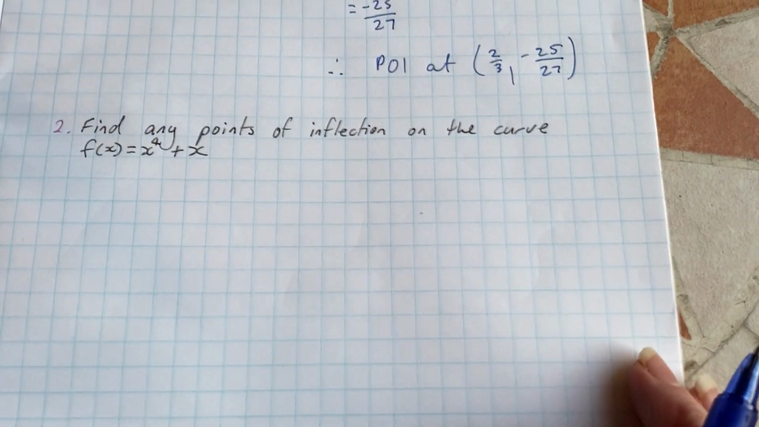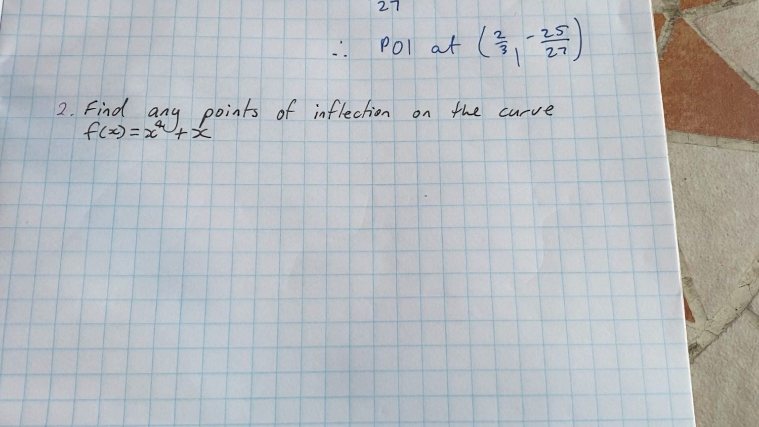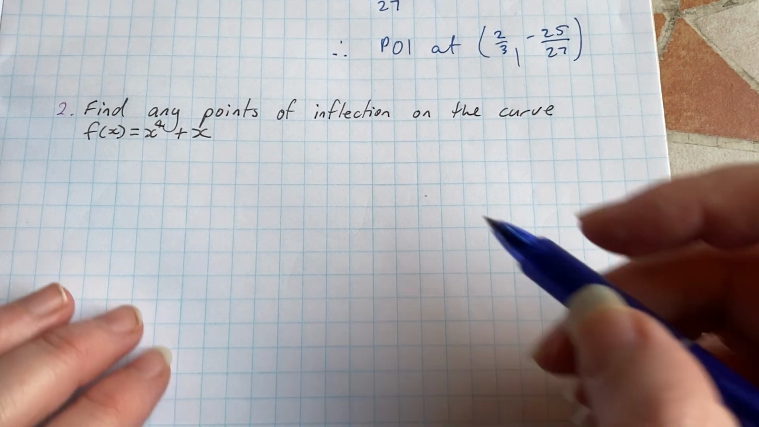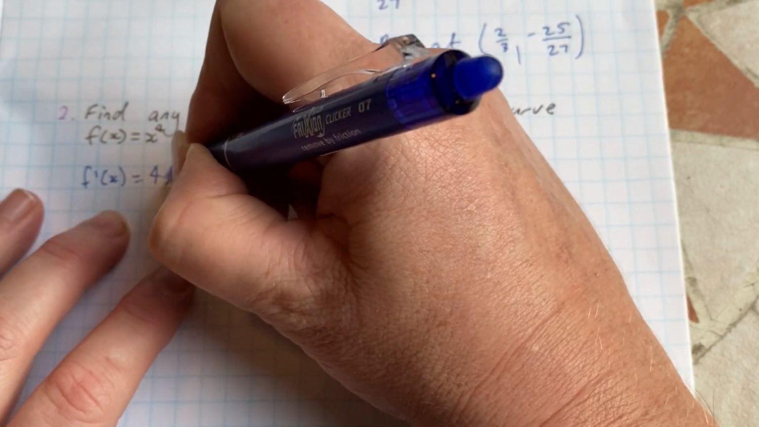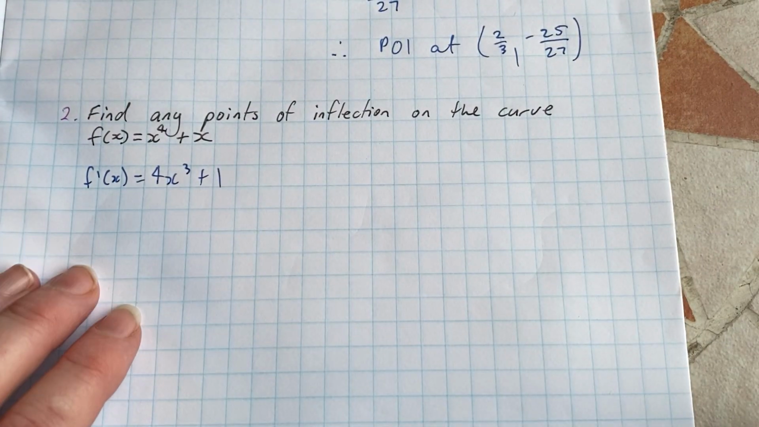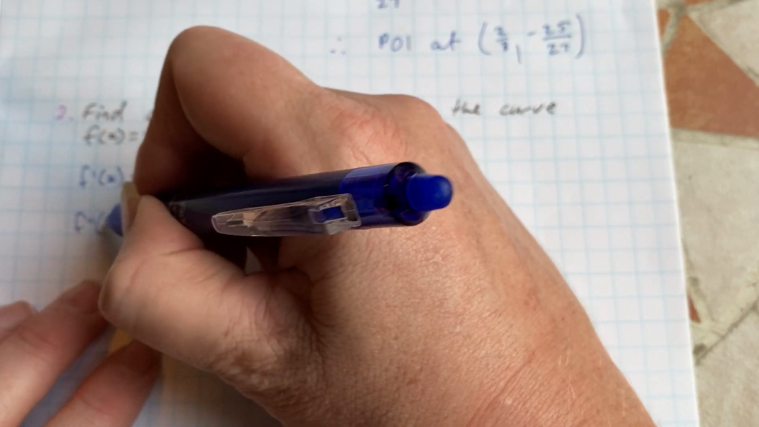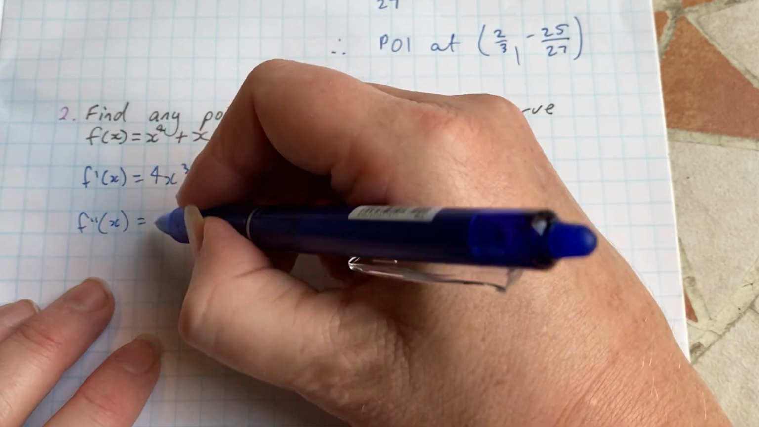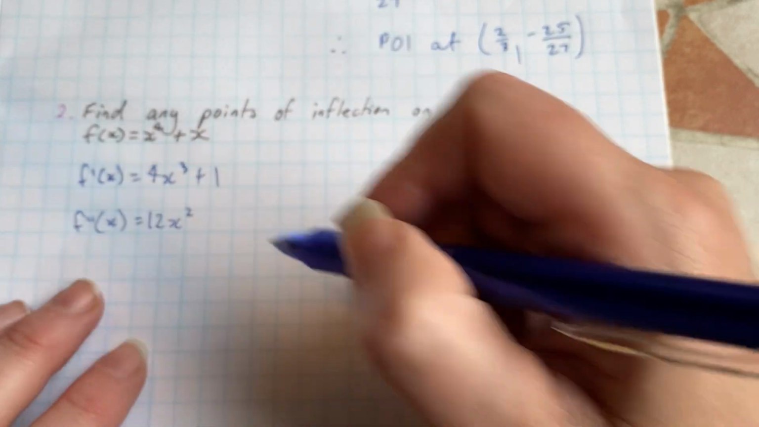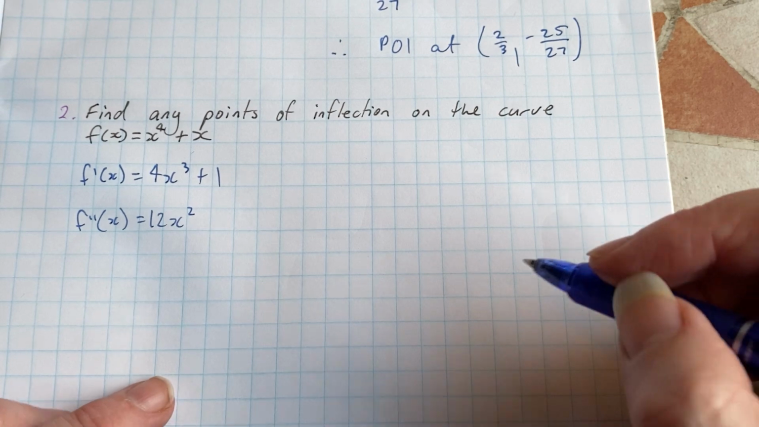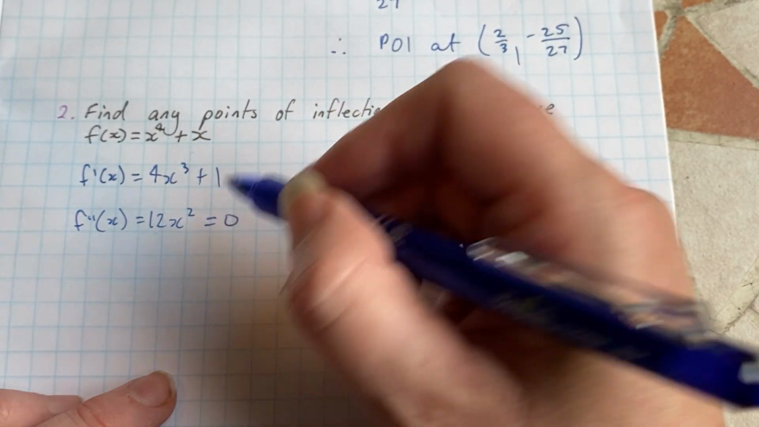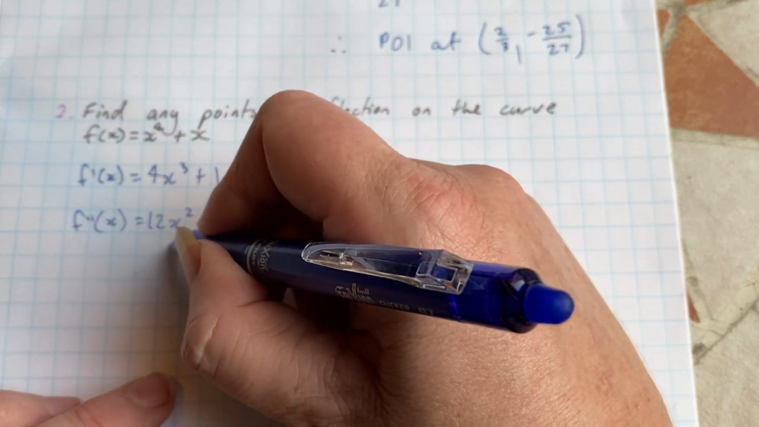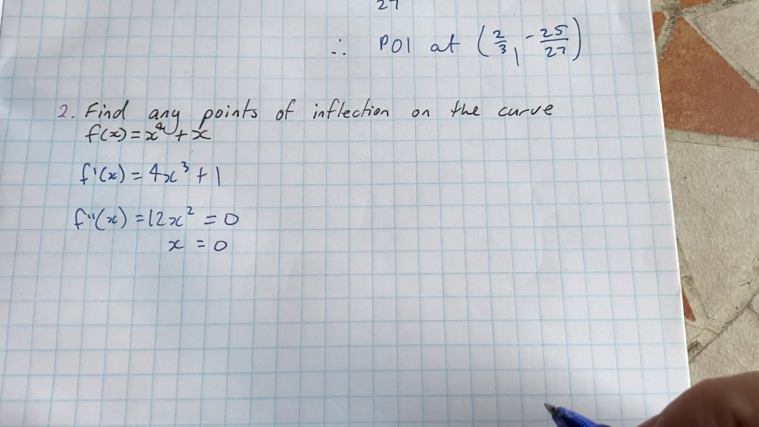As a second example, we've got find any points of inflection on that curve f of x equals x to the 4 plus x. So let's start by finding the second derivative. First derivative is 4x cubed plus 1. The second derivative, 3 times 4 is 12, 12x squared, the 1 becomes 0. We want to find where that's equal to 0. And clearly, divide by 12, we've still got 0. Square root, we've still got 0. It happens when x equals 0.